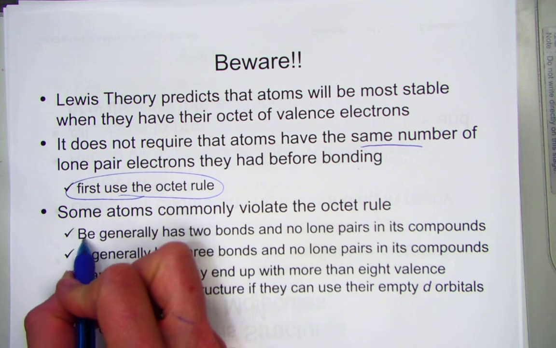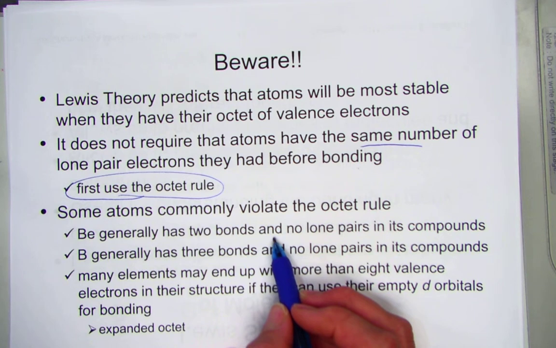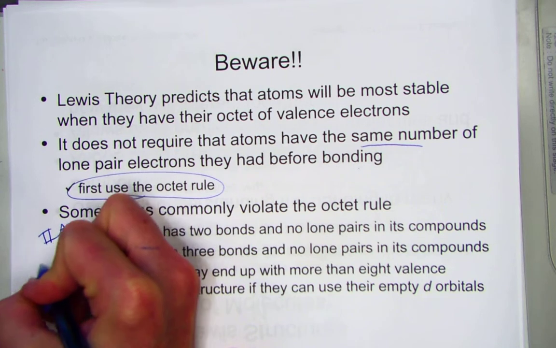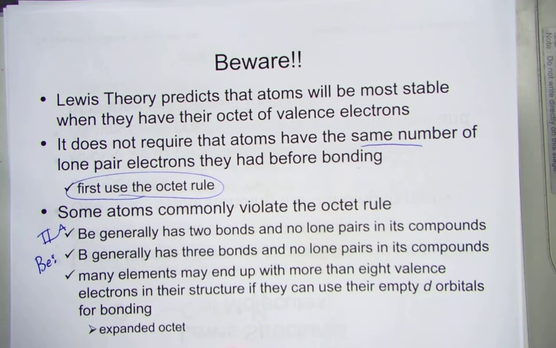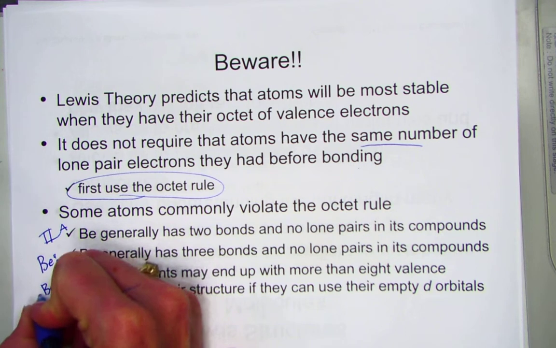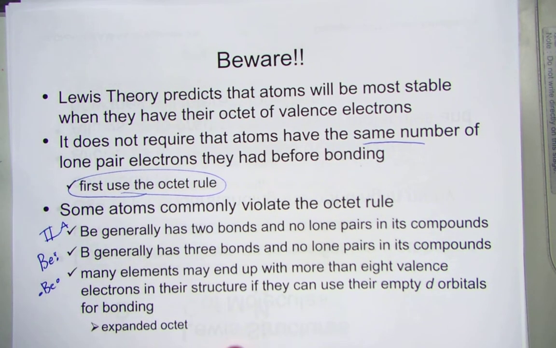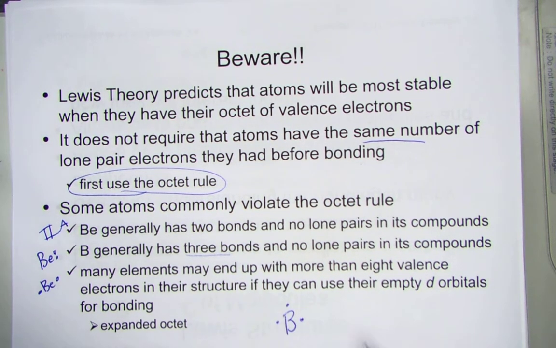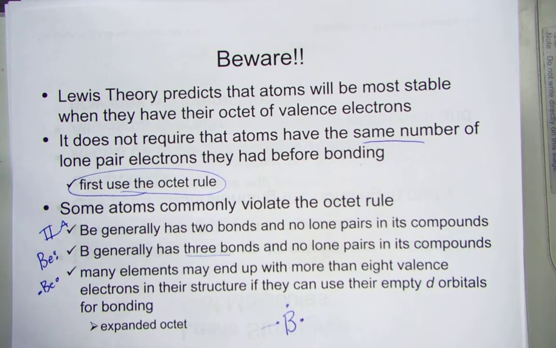Beryllium, Be is this symbol. It's not the word be, but beryllium generally has two bonds and no lone pairs in its compounds. Beryllium is the first column in group 2A. Beryllium has two valence electrons. It will normally hybridize and just put an electron on each side and form two bonds. Boron generally has three bonds and no lone pairs of electrons. Boron lives in group 3A with three valence electrons. It normally will satisfy its shell with just three bonds. Beryllium will have two, boron with three.